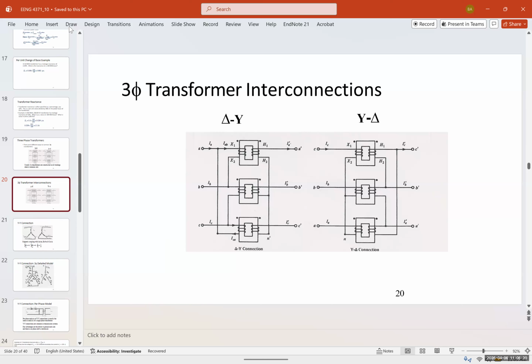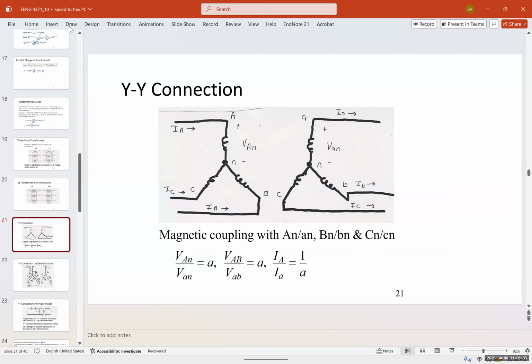Now, YY and delta-delta are completely different in analysis. Y-delta and delta-Y are the same, but they are just opposite of each other. And each of these configurations is used in a different application, and I'll explain how. Now, the first type of connection is called the YY connection.